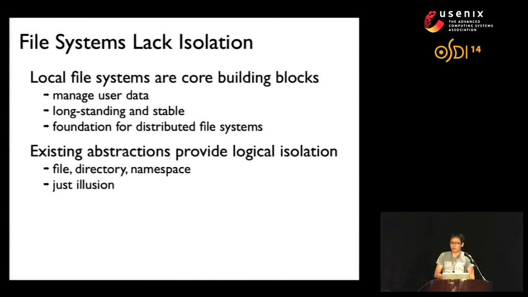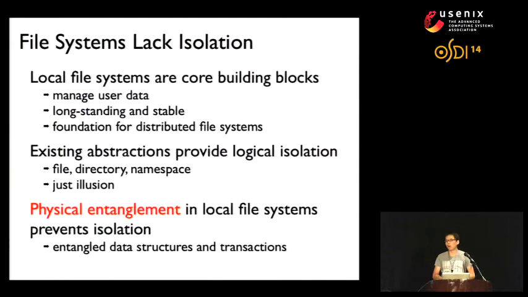Existing abstractions in local file systems only provide logical isolation. Files, directories, and namespaces only provide a logical illusion for users. Physical entanglement across files and directories in local file systems prevents true isolation from being realized. I will talk about entangled data structures and entangled transactions.